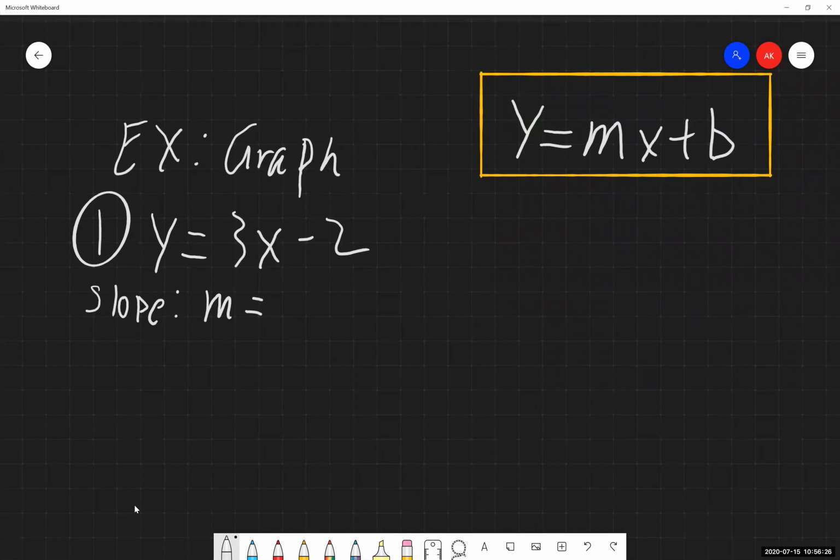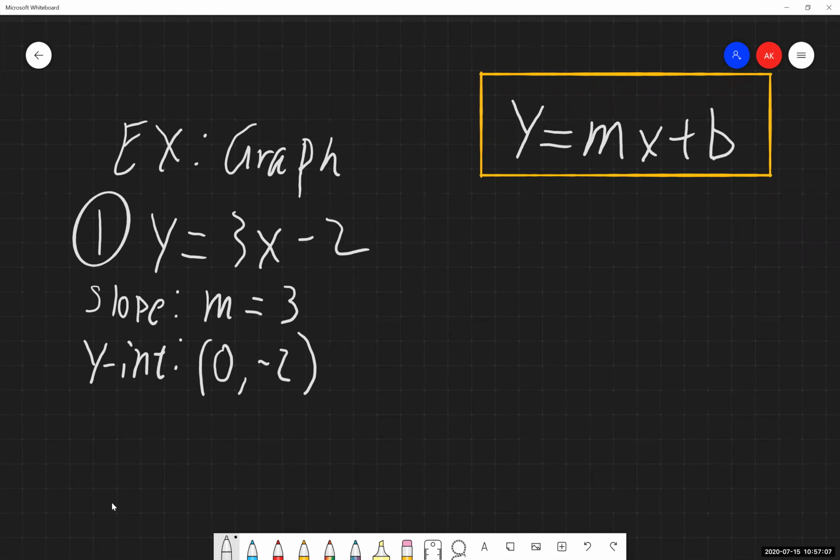So identifying our slope. Our slope is the value that's directly in front of the variable. It's that m value. So what is directly in front of our variable here? It's going to be 3. So our slope for this problem is 3. Our y-intercept, again, the b value of this equation is the y value of the y-intercept. So it's going to be this guy right out here. It's the value and the sign that is attached to it. So our y-intercept is going to be 0, -2.